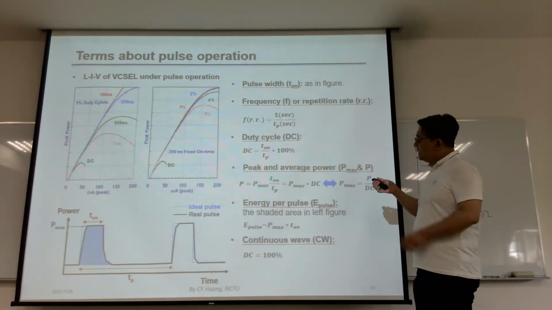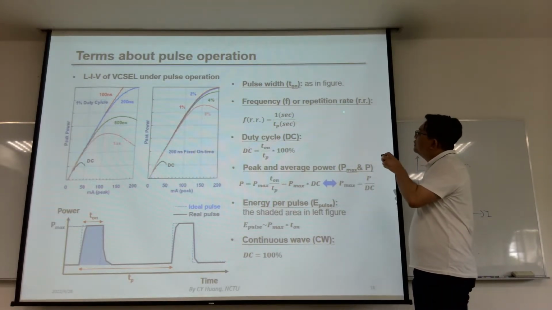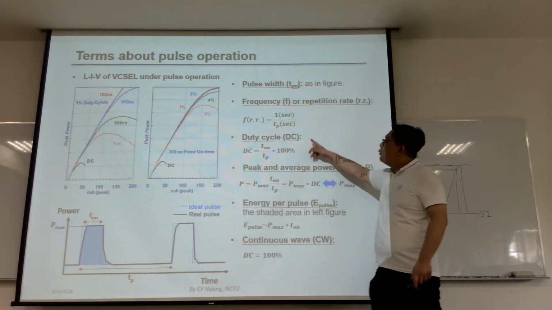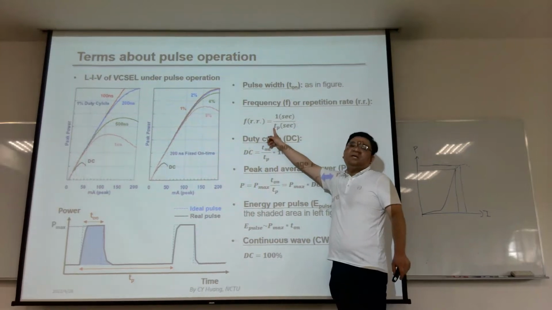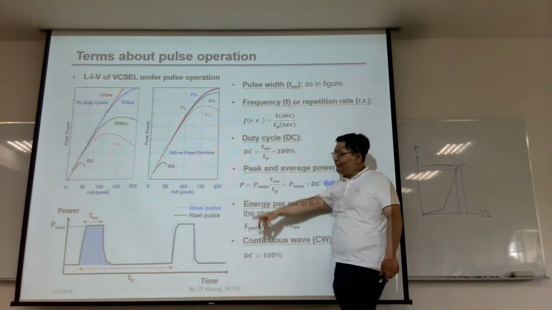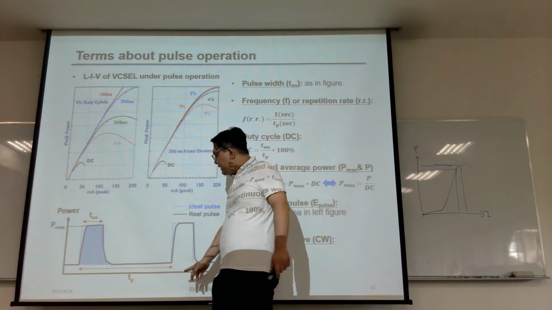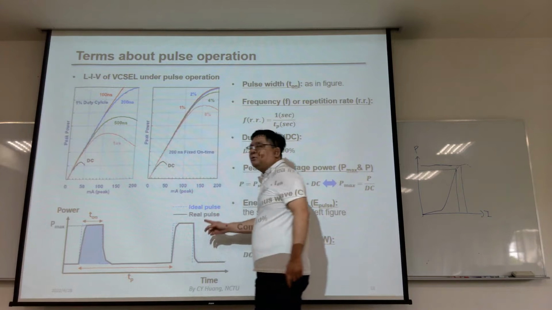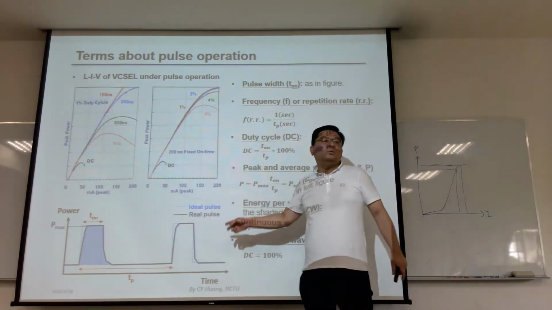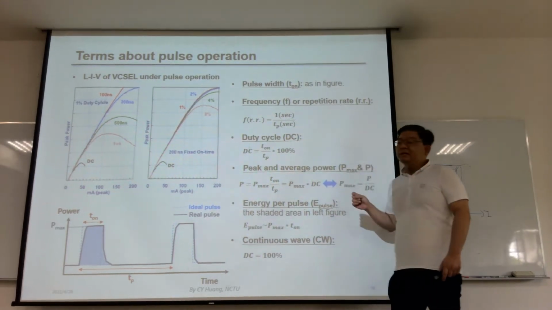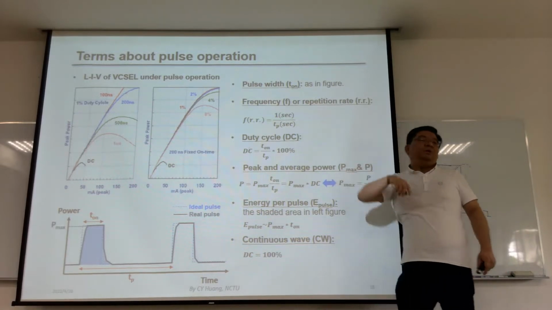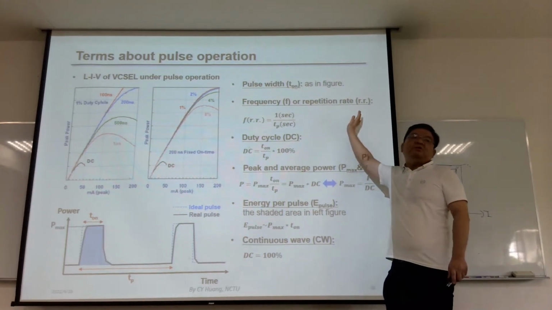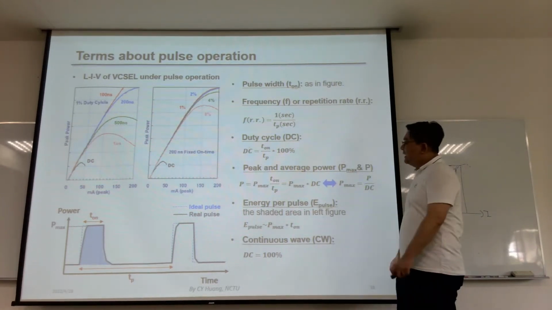And then we can also change the repetition rate from its period. It's 1 divided by TP, 1 second divided by TP seconds. If it is only 1 microsecond long, that means it's going to repeat the cycle 1 million times per second, so the repetition rate will be 1 megahertz. You will see the repetition rate in the spec of a laser.